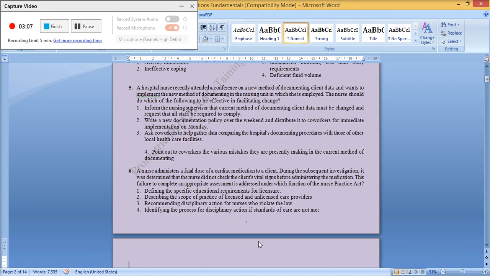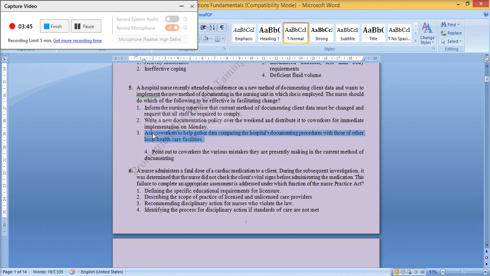3. Ask co-workers to help gather data comparing the hospital documenting procedure with those of other local healthcare facilities. 4. Point out to co-workers the various mistakes they are presently making in the current method of documenting. Answer 3. Ask co-workers to help gather data comparing the hospital documenting procedure with those of other healthcare facilities.